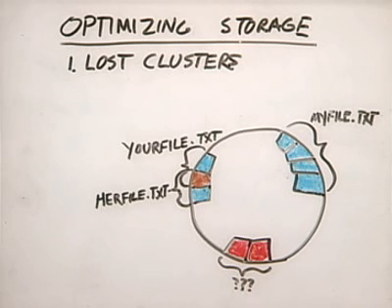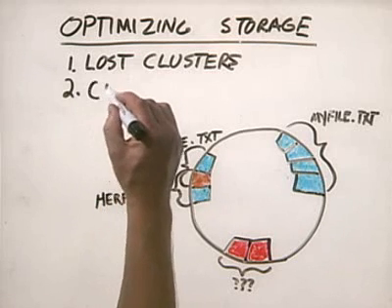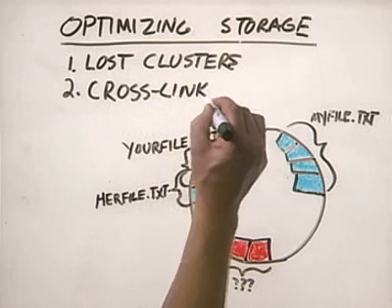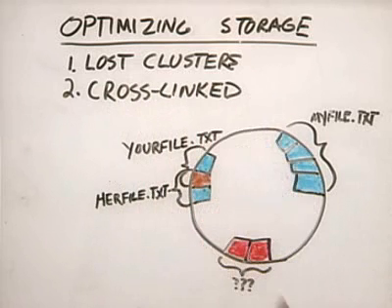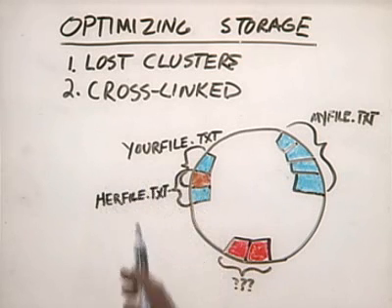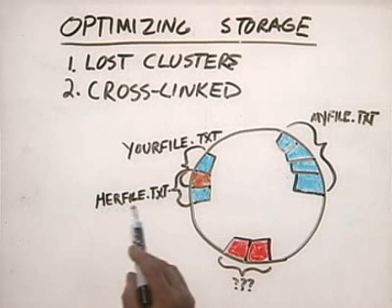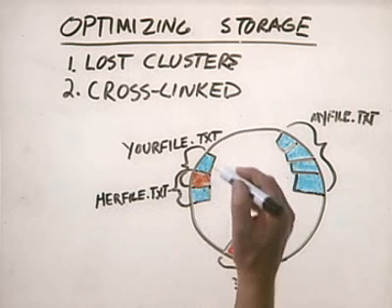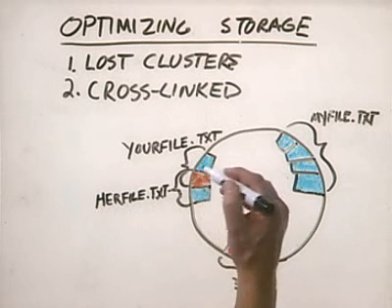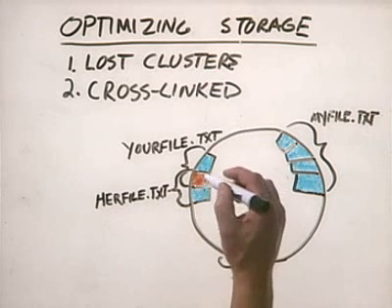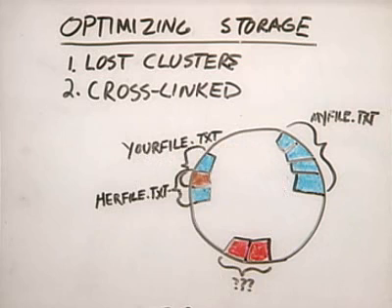The second thing that your error checking utility checks for are cross-linked files. A cross-linked file occurs when two files try to claim the same cluster. This is shown right here. Notice we have two files right here. We have your file.txt and her file.txt. Both of these files claim that this particular cluster right here is a part of itself.